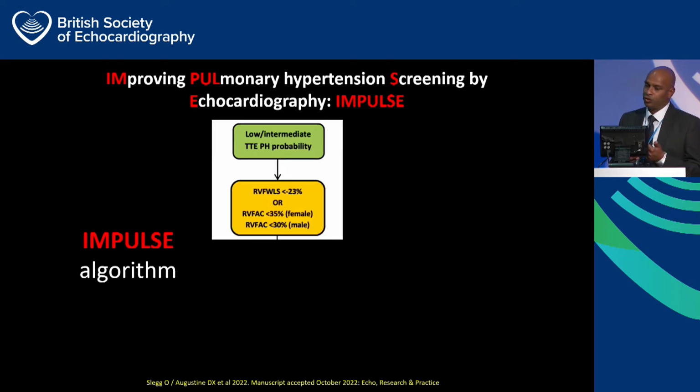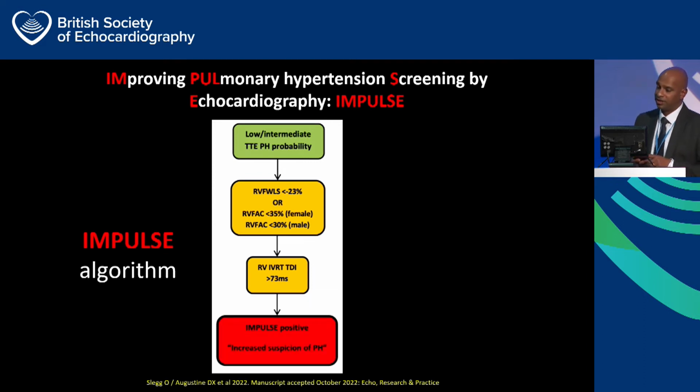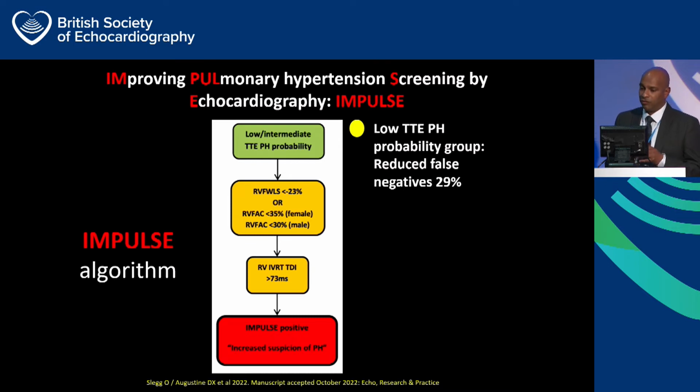If your free wall strain was impaired or your fractional area change was impaired, i.e. a radial marker, we then looked at a diastolic marker and we looked at IVRT. So that if that was abnormally long and impaired, highlighting diastolic dysfunction, then we would suggest that even if your echo showed low probability, you were algorithm positive and you had an increased suspicion of pH. We found that this algorithm reduced the false negatives by 29%.